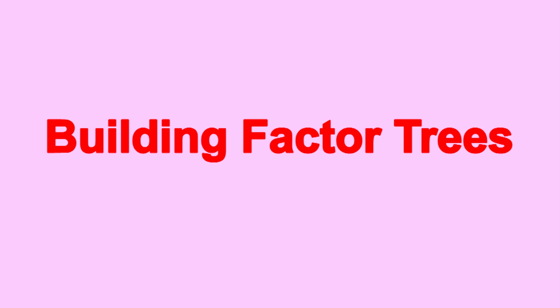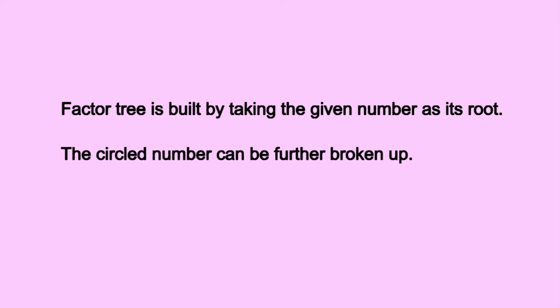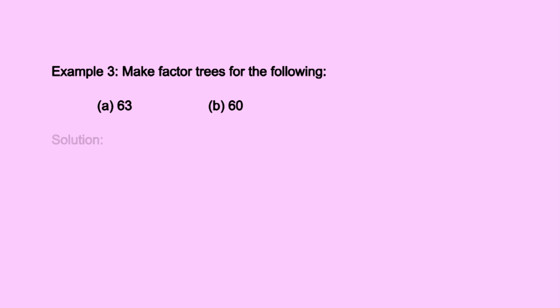Building factor trees. A factor tree is built by taking the given number as its root. The circled number can be further broken up. These stop when we need to use 1 as a factor. Example 3. Make factor trees for the following: 63, 60. Solution.